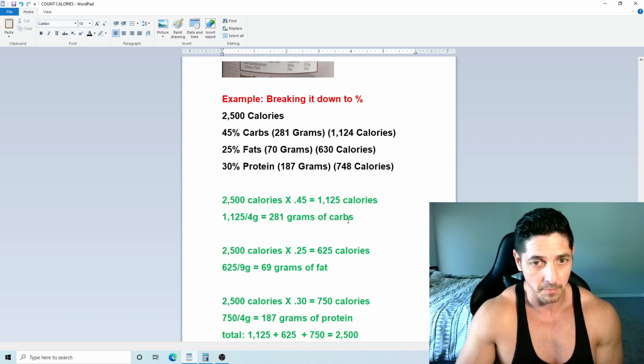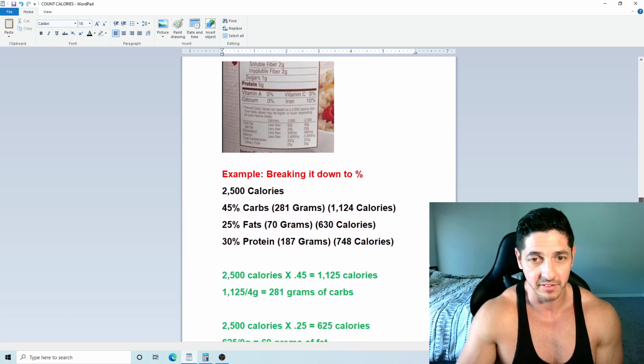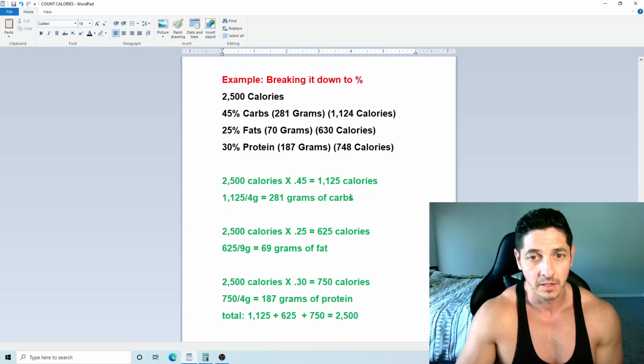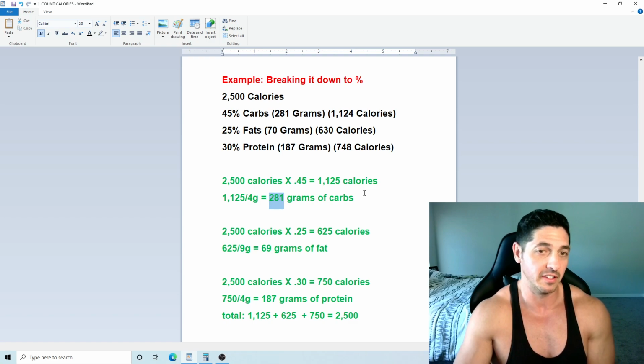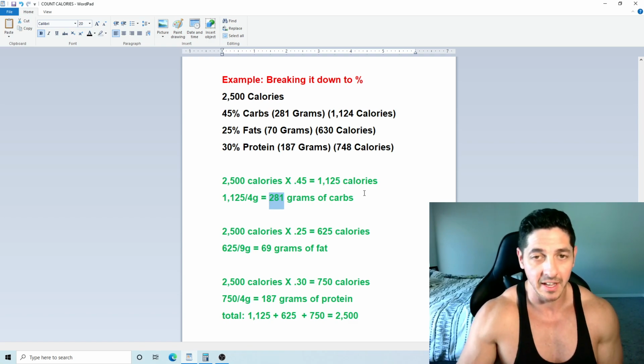So then we go here. We're going to divide that by 4, right? Because remember, there are 4 calories per gram of carbohydrates. That is going to give us 280 grams of carbs. So now we know that this is our daily intake of carbohydrates. This is about how much we should be taking in every day.